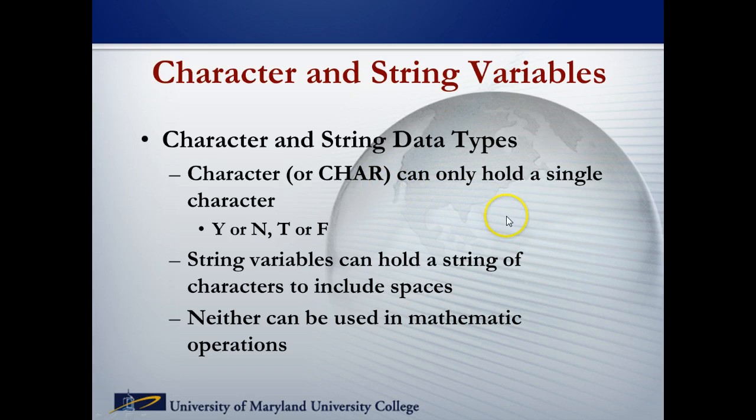So last week we discussed integers and floats a little bit, and this week we talk about character and string data types. And a character is exactly that. It's a variable or a location in memory that can only hold one character, whether that could be an alphanumeric character or a special character or what have you. But it's important to understand that it can only hold one character.